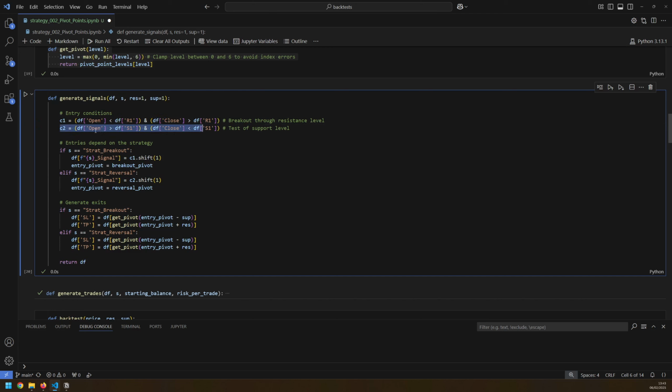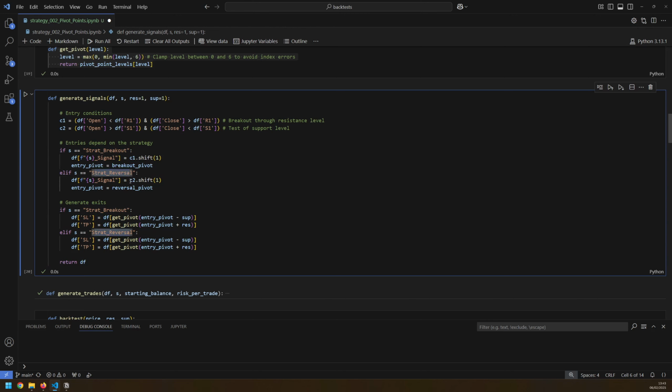So it kind of does the opposite. The open has to start above the S1 support level, and then it has to close below that S1 support level. For the breakout strategy, I'm using the C1 condition. And for the reversal strategy, I'm using the C2 condition. And then I generate my exits, which are the stop loss and take profits.